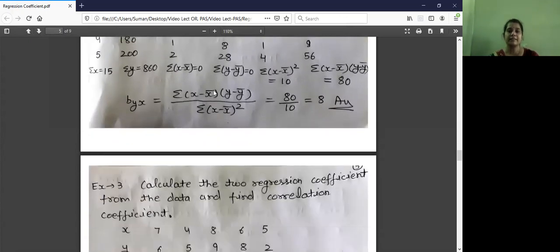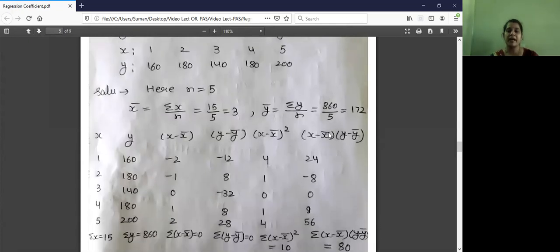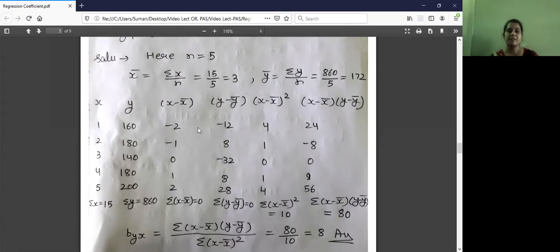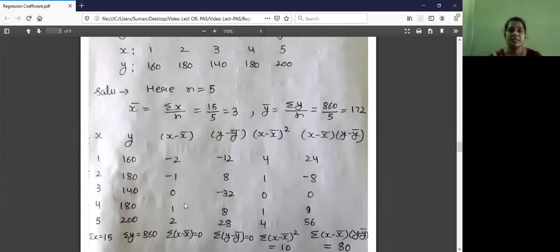After that again see here our formula, we have the values of x minus x bar, y minus y bar. So here we write in the column x minus x bar into y minus y bar. Here x minus x bar, here is the column y minus y bar. So minus 2 into minus 12, 24, minus 1 into 8, minus 8, 0 into minus 32, 0, 1 into 8, 8, 2 into 28, 56. So here first we sum all these values.